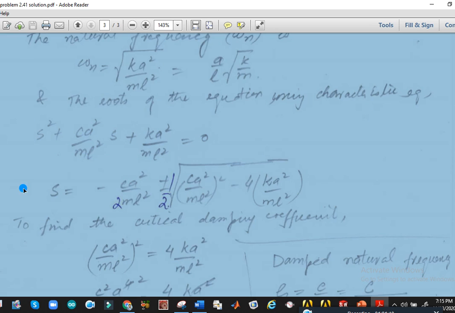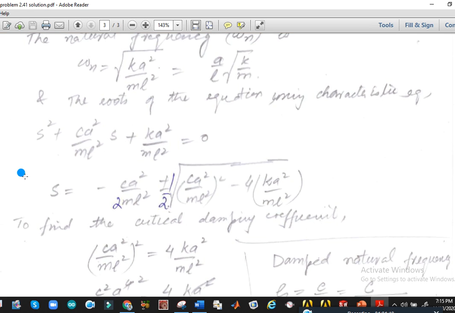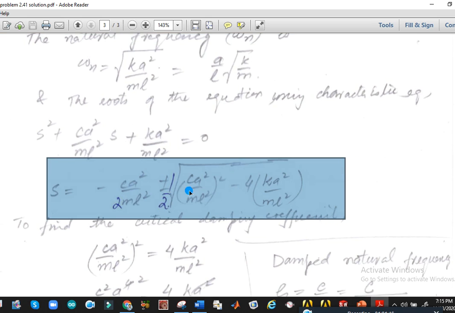So these are your corresponding roots S1 and S2, that is, minus B plus minus the square root of B square minus 4AC, divided by 2A. Because A is equal to 1, we have simply divided the whole expression by 2. I hope you all can easily derive these roots for the expression.